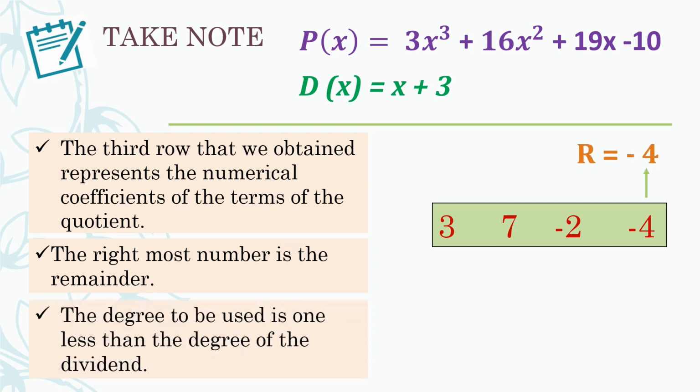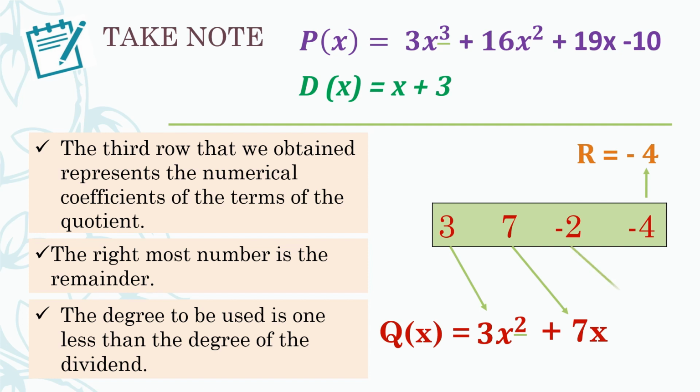The degree to be used is 1 less than the degree of the dividend. We have to rewrite the numerical coefficients 3, 7, and negative 2 in the form of q of x. That is 3x squared. The degree of the dividend is 3, minus 1 is equal to 2, and that will be the degree of the quotient. Next, plus 7x minus 2.